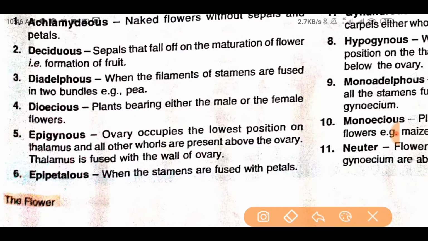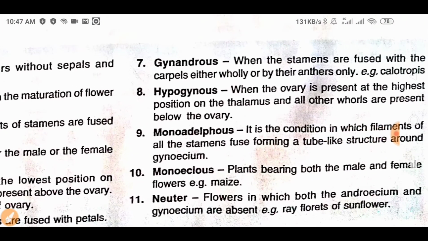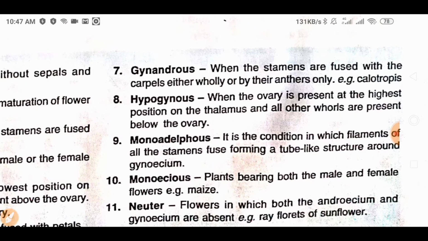Okay. Epigynous: the ovary occupies the lowest position on the thalamus, and the other whorls are present above the ovary. As we remember, the thalamus is fused with the wall of the ovary. Epipetalous, when the stamens are fused with petals. Okay, when stamens are fused with petals, this condition is known as epipetalous. Gynandrous, when the stamens are fused with the carpels or gynoecium, either wholly or by their anthers only. An example is Calotropis.